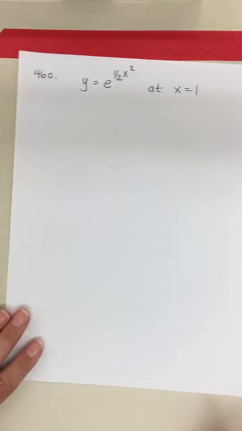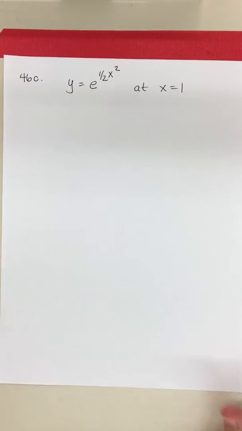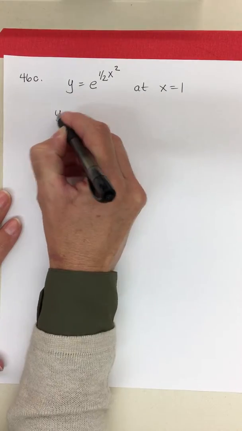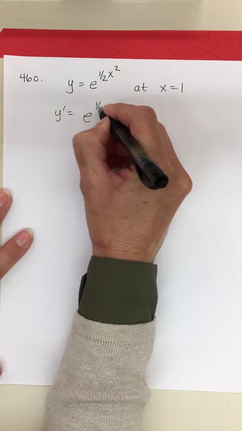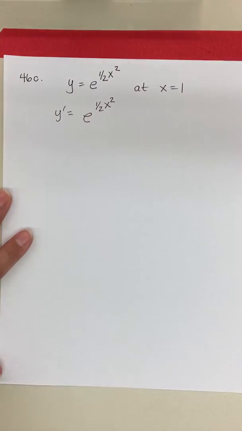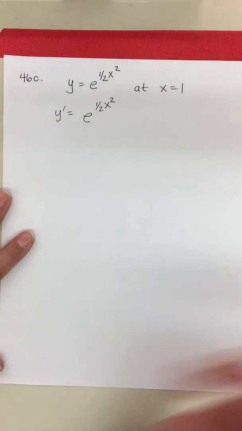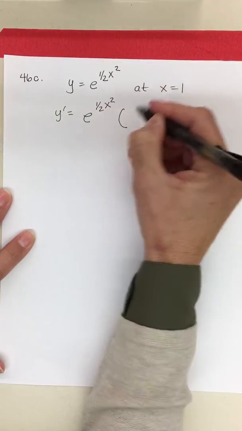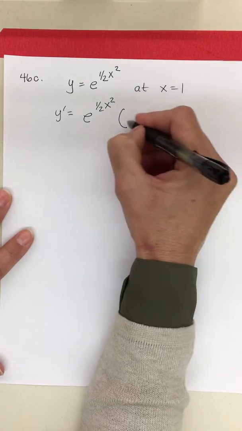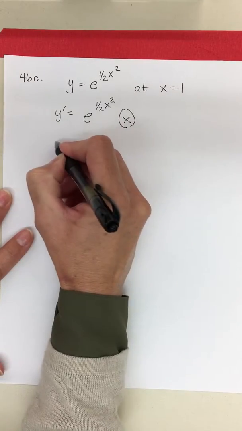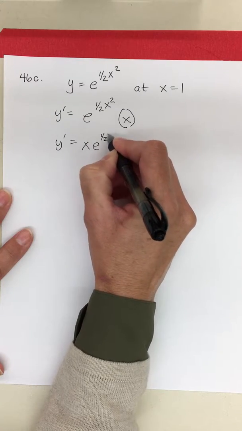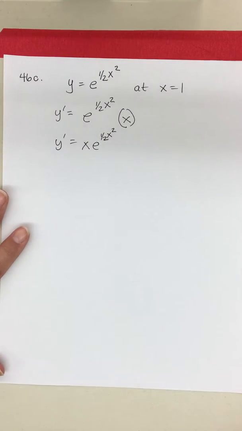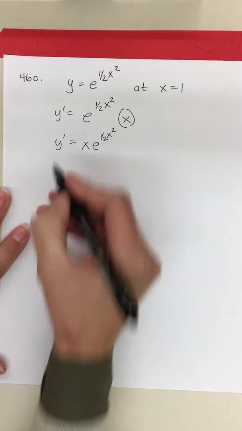We're trying to get the second derivative at 1. So first derivative, it's e to the 1/2 x squared times the derivative of 1/2 x squared, which is a power rule. And so that's 2 times 1/2, which is 1, x to the first. So the first derivative is x times e to the 1/2 x squared. All right, now we have to do the second derivative.